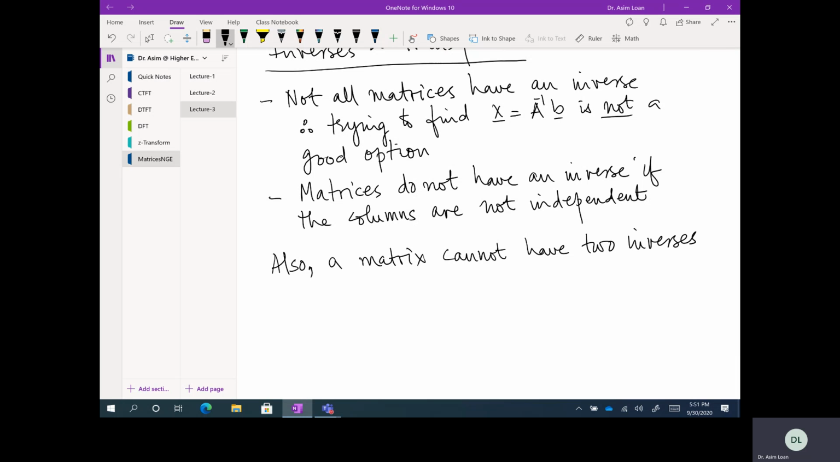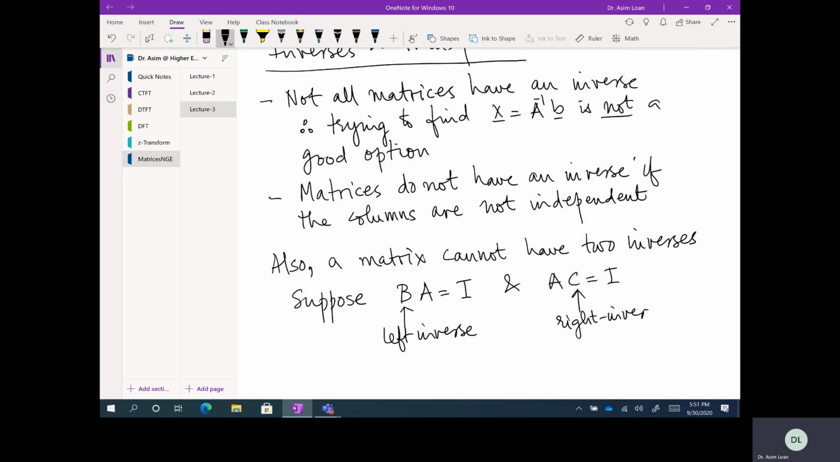How do we prove that? Suppose B times A equals I. Since this is on the left of A, this is called a left inverse. And A times C equals I. This is on the right of A, so this is called a right inverse.